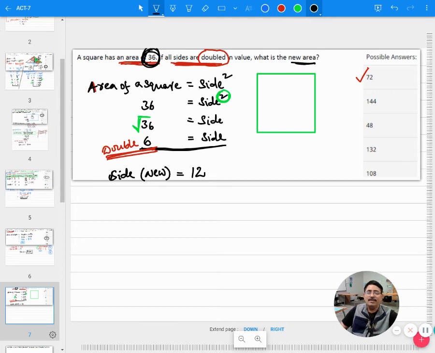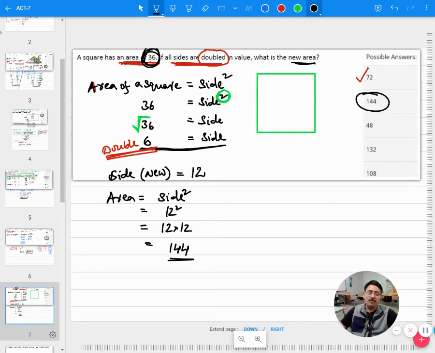Now find the new area. Area equals side squared, or side into side. The side is now 12. Therefore, 12 squared gives us 12 times 12, which is 144 square units. So the correct answer is 144.